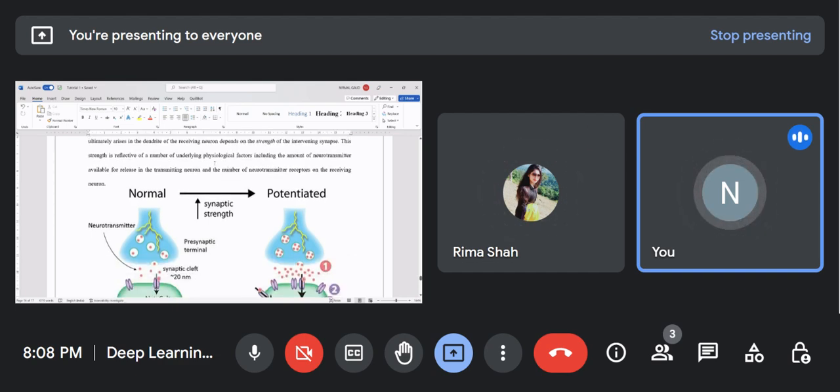This strength is reflected in a number of physiological parameters, including the amount of neurotransmitters available for release. Depending on how many transmitters there are, they're transmitting the signals. And the number of neurotransmitter receptors also. If the transmitters are more and receptors are less, obviously there will be a loss of signals. The real world also works on the same principle.